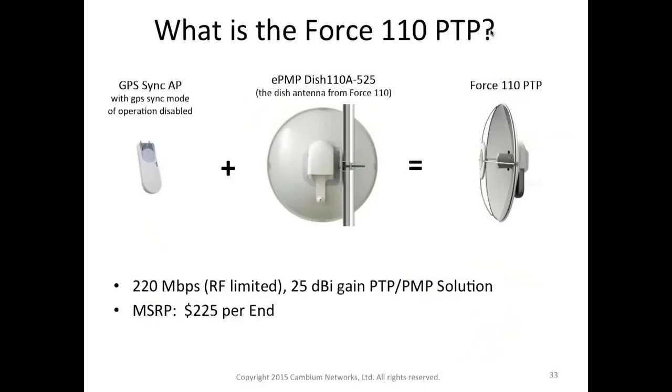The Force 110 PTP takes the GPS sync AP, in which case the GPS sync mode initially at launch was disabled, but we've since enabled it with new software. But it has some limitation in terms of how many CPEs you can connect to it. In this case, it's the GPS sync AP with gigabit Ethernet, same Force 110 dish, giving you a Force 110 PTP mode of operation. The positioning of the Force 110 PTP is very much a backhaul play, a low cost, high performing backhaul play, while the regular Force 110 is the high gain CPE play.